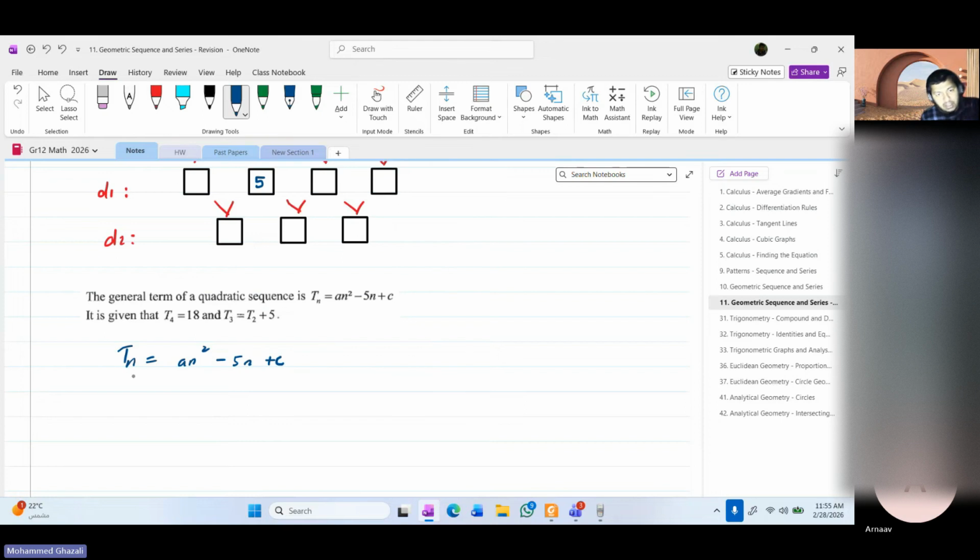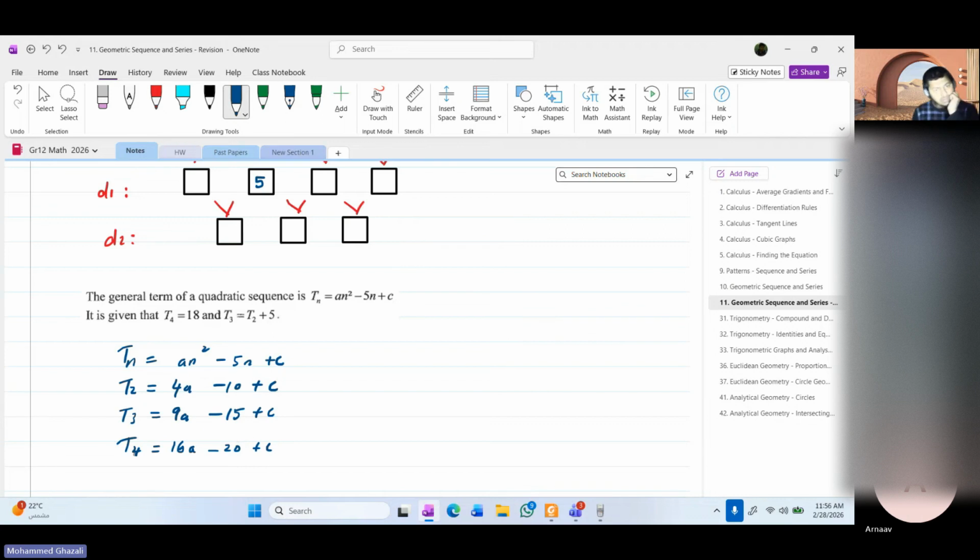Second approach. What's term 2? Substitute 2 here. So that's 4a minus 10 plus c. What's term 3? 3 squared is 9. So 9a minus 15 plus c. What's term 4? 4 squared is 16a. 5 times 4 is 20, plus c. So now this makes sense.